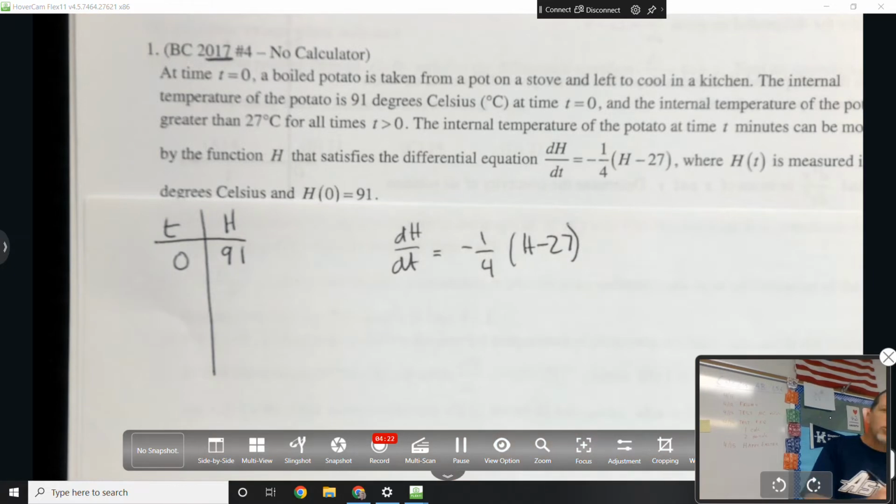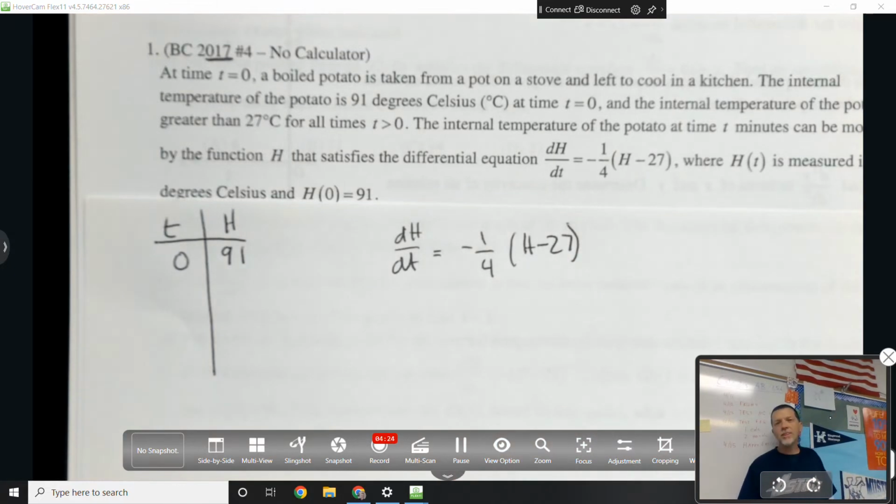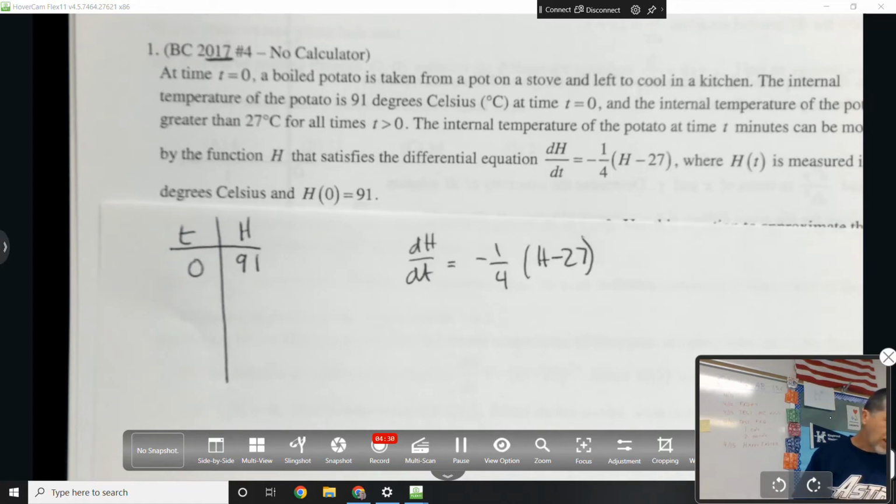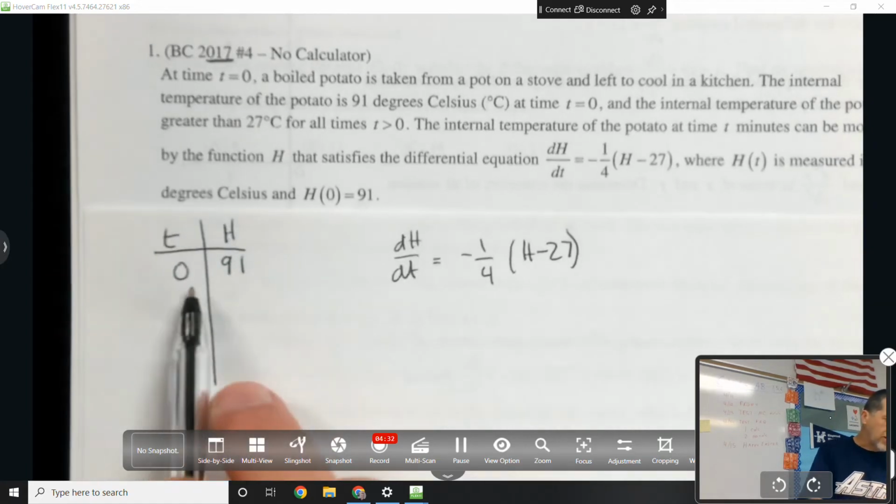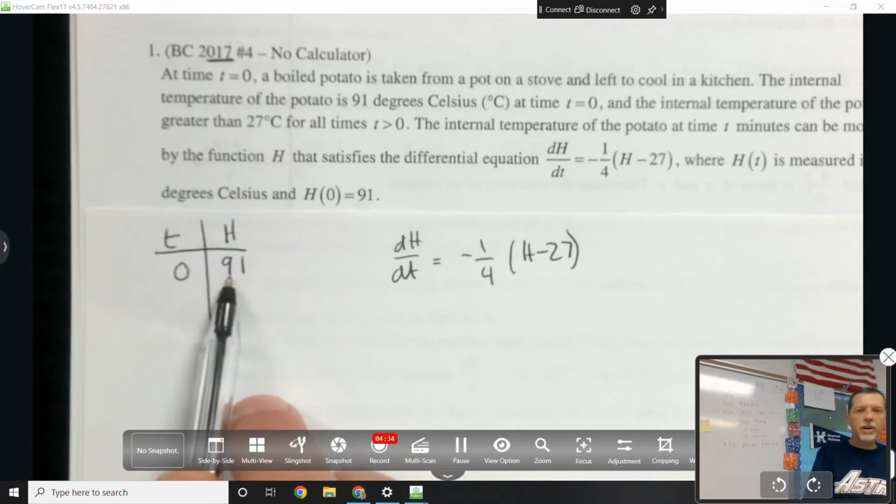We'll have to antiderivative that. We'll have to integrate that to get back to temperature, where H is measured in degrees Celsius and H of 0 is 91. Okay, so it starts at 91. We already have that.